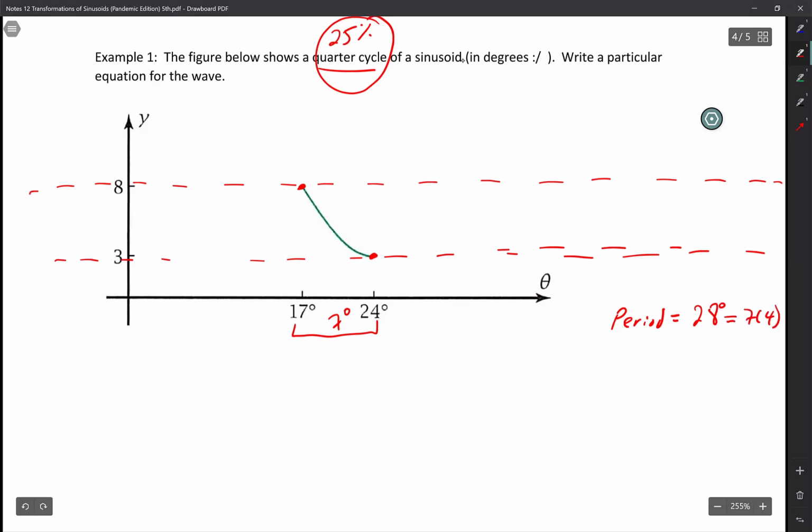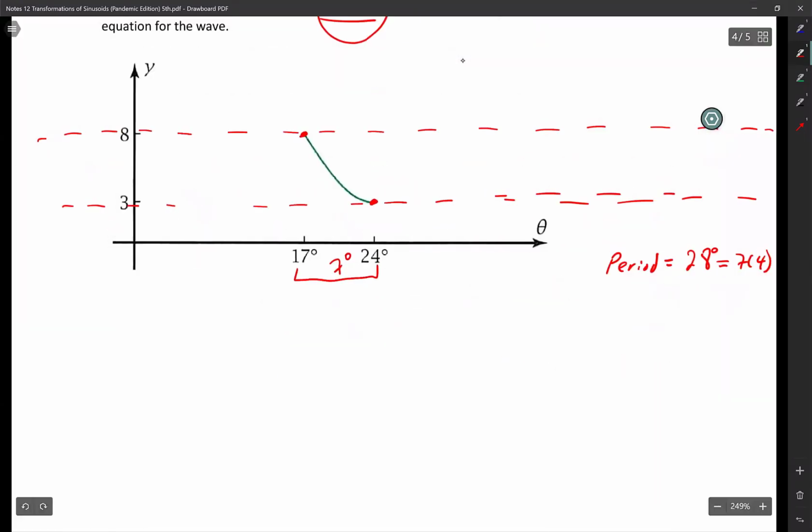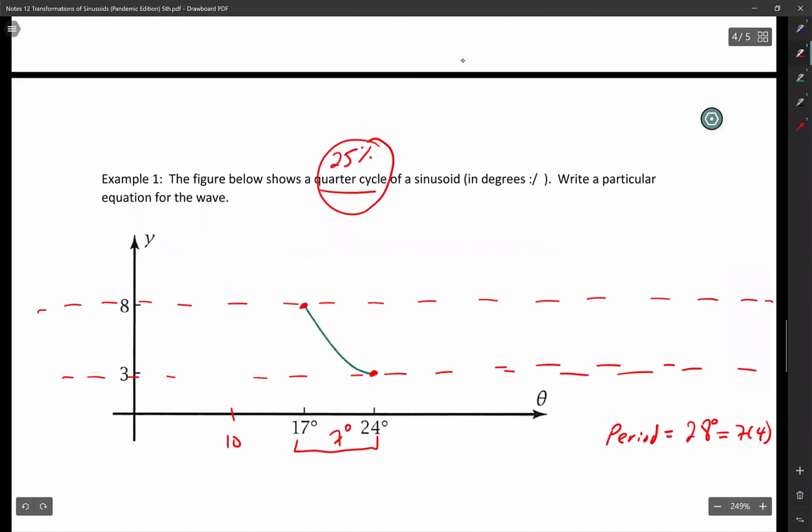All right. I want to draw this because I want to see the whole graph, a whole cycle. So I'm going to continue and see if I can keep the gaps the same. If I go another 7 to the left, there I am at 10. And I guess I should have done the amplitude. The difference between 8 and 3 is 5. So I'm going to go another 5 up, that's 13. And at 10, I'm at 13.